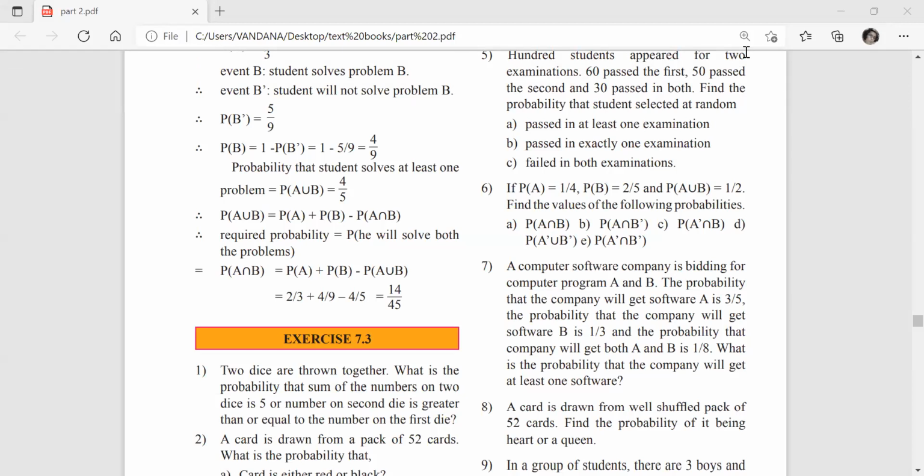Question number 7. A computer software company is bidding for computer programs A and B. The probability that the company will get software A is 3 by 5. The probability that company will get software B is 1 by 3. And the probability that company will get both A and B is 1 by 8. What is the probability that company will get at least one software?